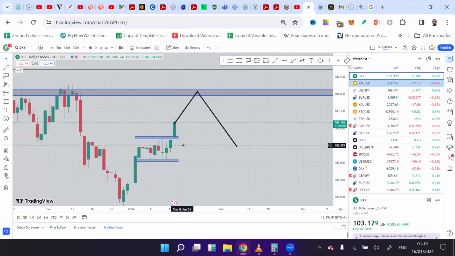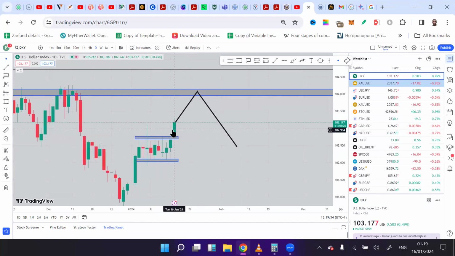Now, like we said, the dollar index and gold have this inverse relationship. But as long as the dollar index was stuck inside this range, we couldn't just jump on gold like that. That's the reason why we had to wait for this breakout on the dollar index. And this breakout happened just last night, last night into this morning.